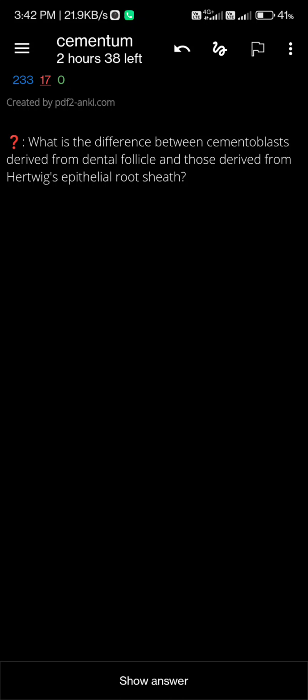Okay, so what is the difference between cementoblasts derived from dental follicle and those derived from Hertwig's epithelial root sheath?